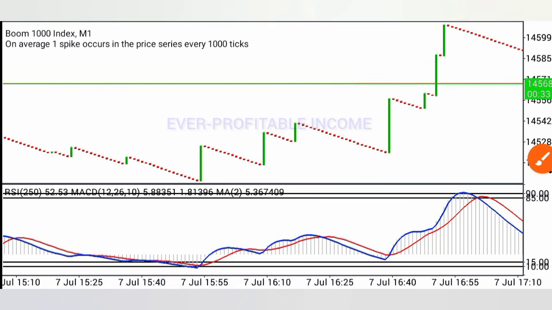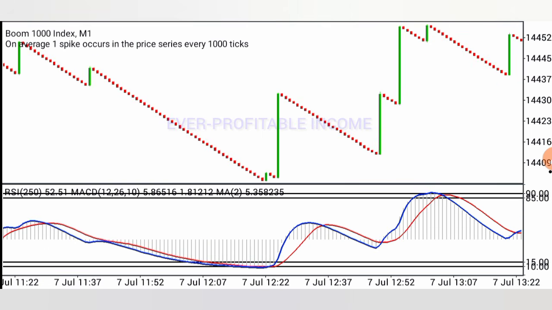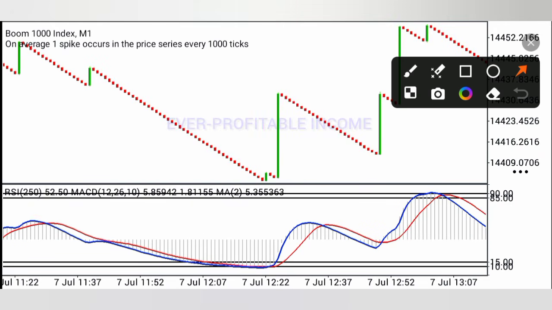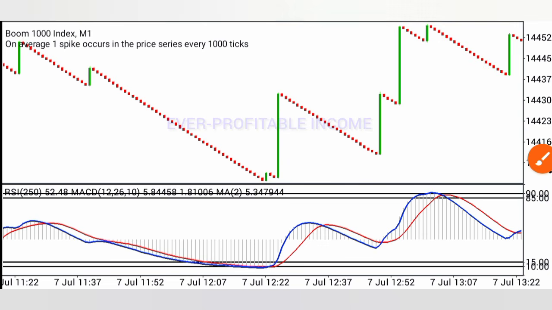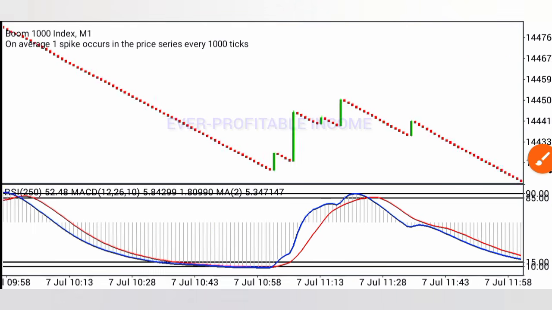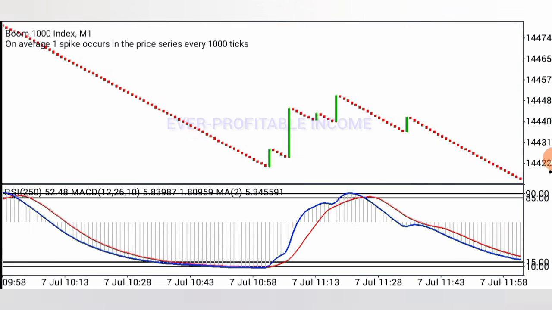Now let's check again to see if this is accurate with other times. Look at that right here again. Can you see that? We can see the moving average and the MACD intercepting right at level 10. And what happened? A spike occurred. Let's check again. Can you see that interception again?